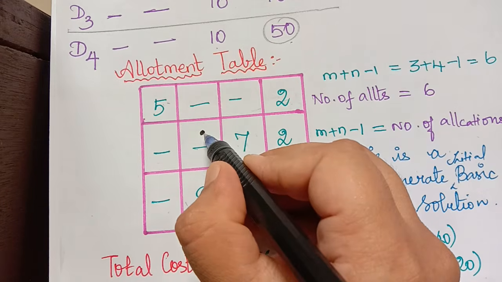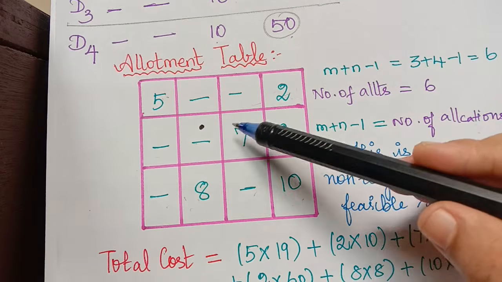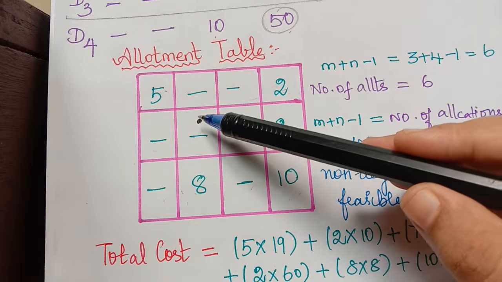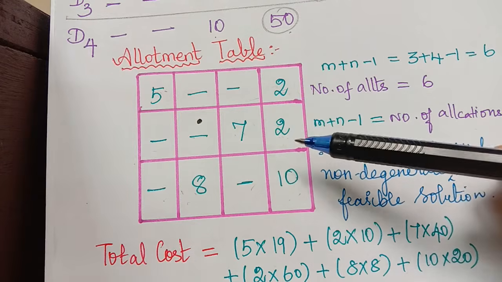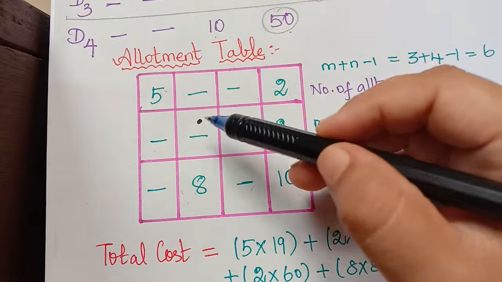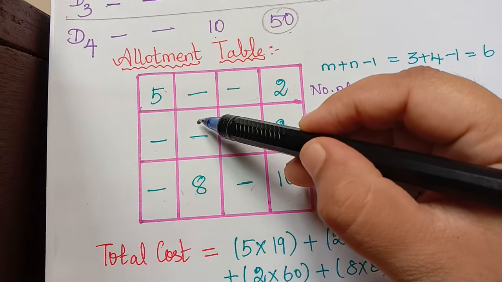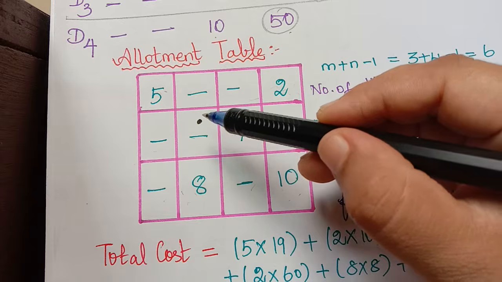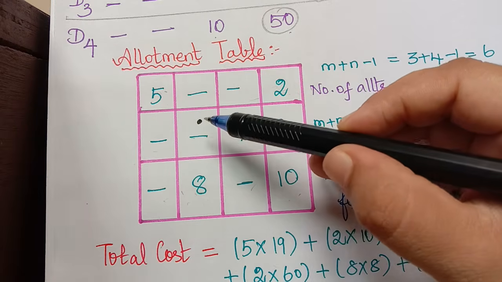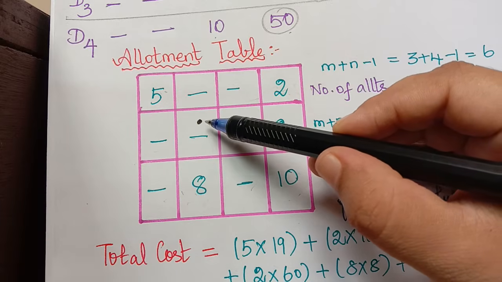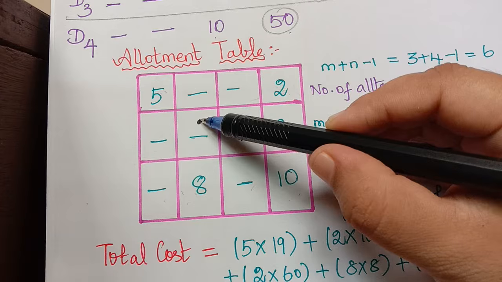Now what we have to do is, we have to draw a closed loop starting from this cell, whose other corners will be occupied cells. Now from this, we have to come back to the same cell by drawing a loop, and that loop should be the shortest loop, and we have to come back to the same position, that is the same cell.